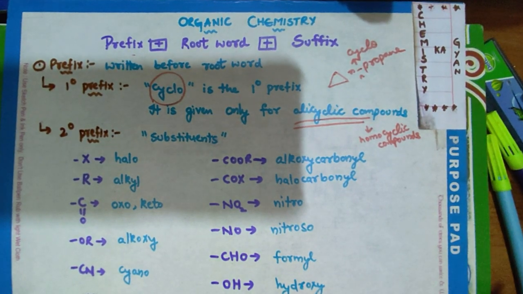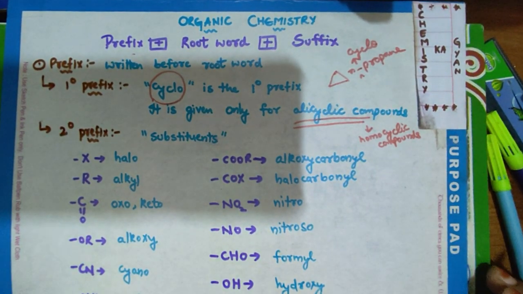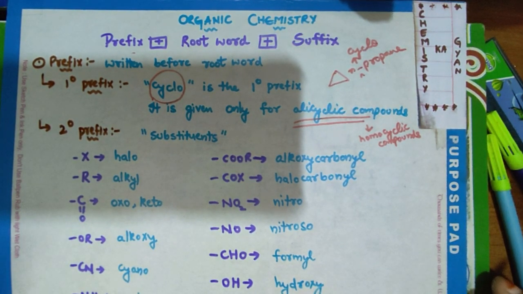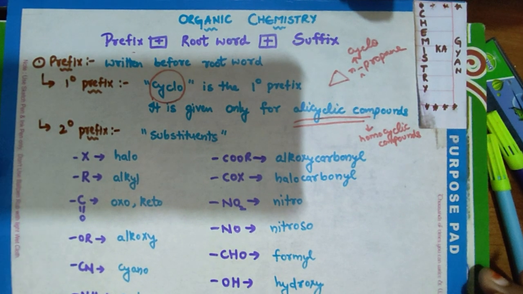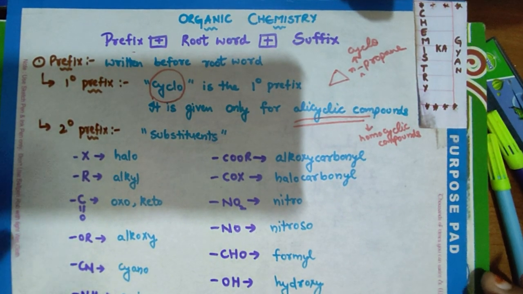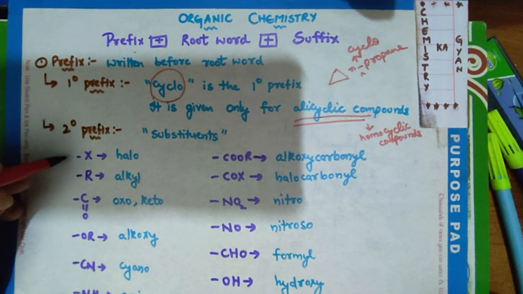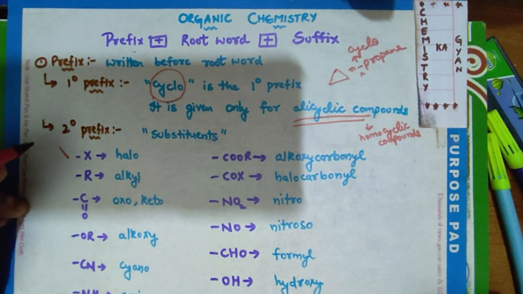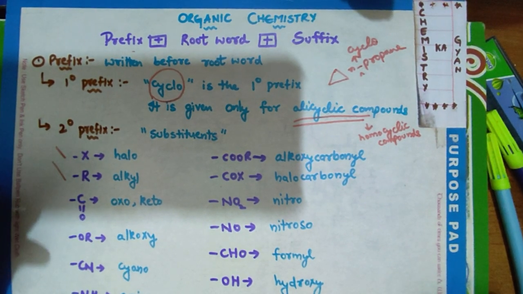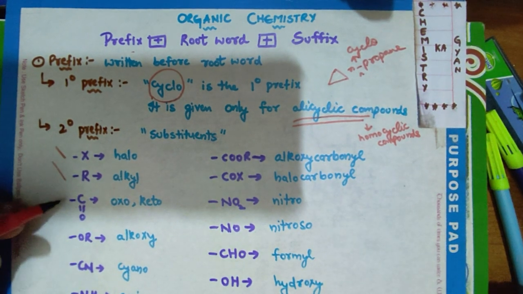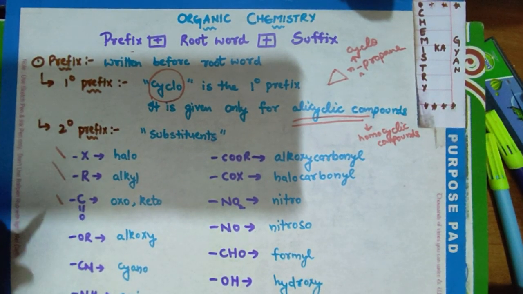Next, secondary prefix. Secondary prefix is given to the substituents attached to the parent ring or the parent carbon chain. For halogens like fluorine, chlorine, bromine, iodine, we write halo, like fluoro, chloro, bromo. Then R for alkyl, like methyl, ethyl; we'll be seeing the root words there. Then for the keto group, we write oxo or keto as a secondary prefix.